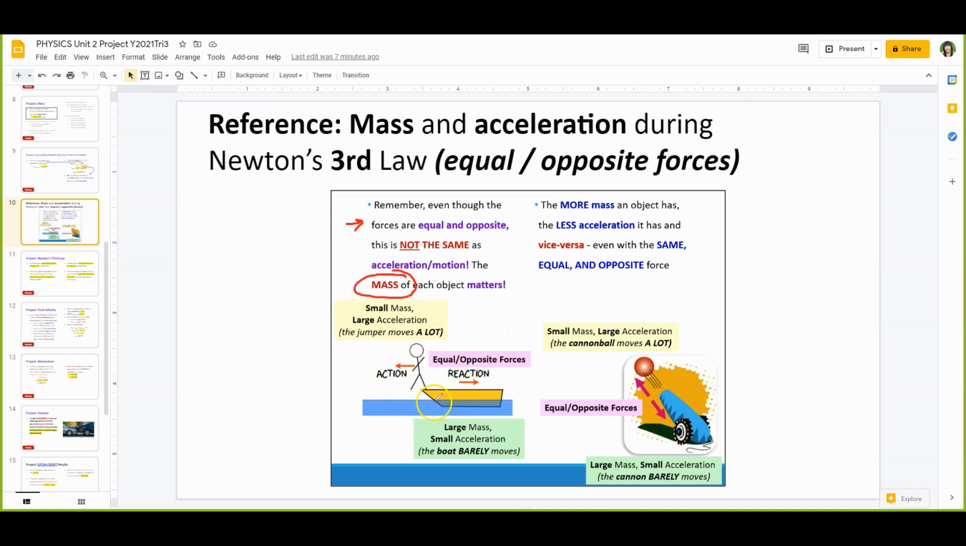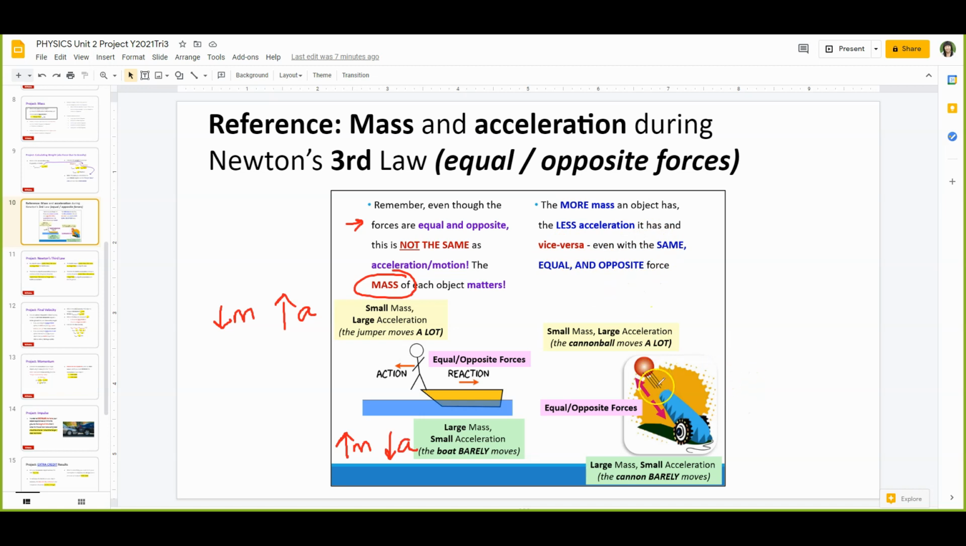Examples here are, in our boat example, we talked about how if you have a small mass and you jump off a boat that has a large mass, you will move a lot, but the boat will barely move. That's because even though they have equal and opposite forces, mass and acceleration are inversely related. So the person with the small mass will have a really big acceleration. So your jumper moves a lot. Whereas down here, the boat has a very large mass, and the result is the opposite. They end up with a small acceleration. Same thing over here. The more mass an object has, the less acceleration it has, and vice versa, even if they have identical forces.